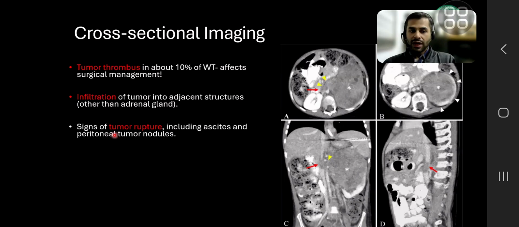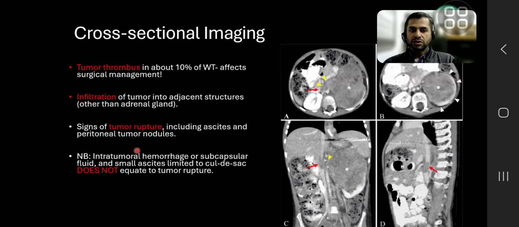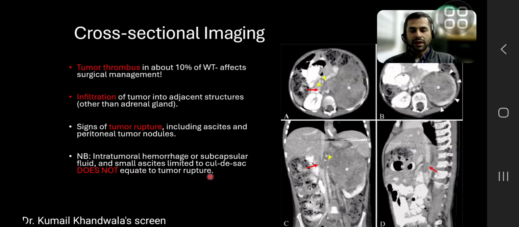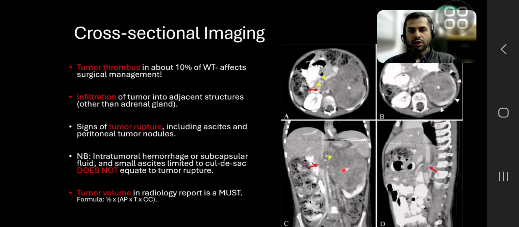Please note that intratumoral hemorrhage within the lesion or subcapsular fluid around the lesion and a small amount of ascites that is limited to the cul-de-sac does not equate to tumor rupture. And of course, a tumor volume in radiology reports for Wilms tumor is a must. And this can be easily calculated by multiplying the maximum 3 dimensions, that is in AP, transverse, and craniocaudal dimensions, and dividing the total by 2.